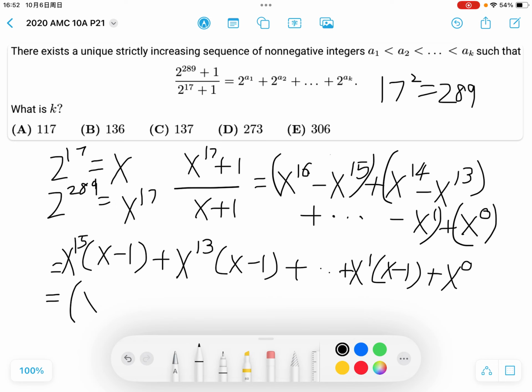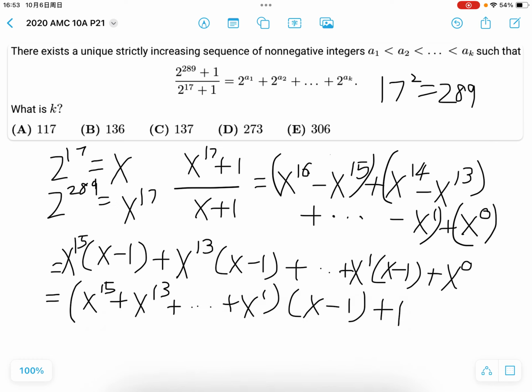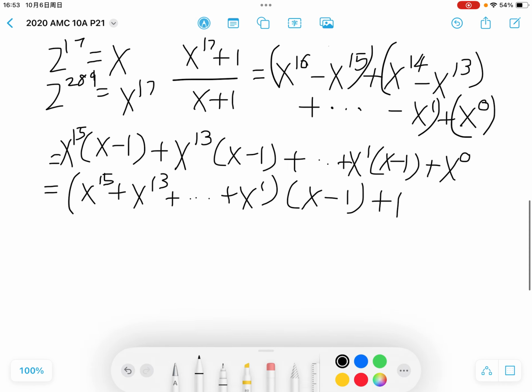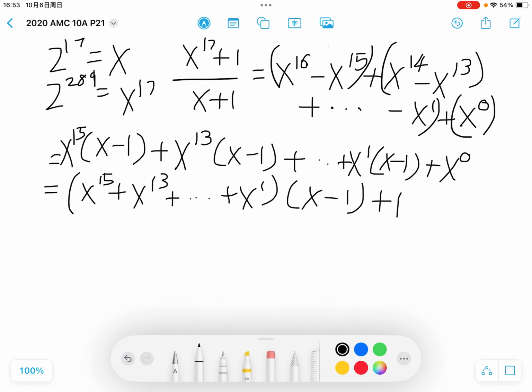So you have x to the power of 15 plus x to the power of 13 plus all the way to x to the power of 1, times x minus 1, plus 1, because x to the power of 0 is just 1. Anything to the power of 0 is just 1. But this looks even more complicated than whatever we got, because now we have multiplication between really long polynomial terms, and we have a plus 1 here. So we can't really factor out anything more or set this equal to 0 and solve the equation or anything like that. So this is kind of moving towards the hard side.